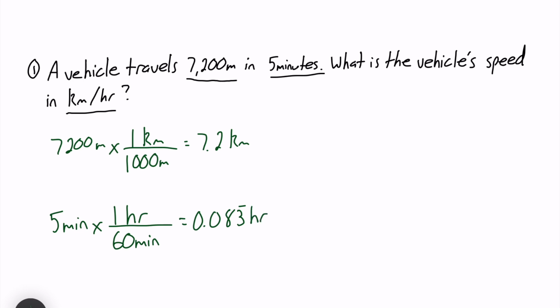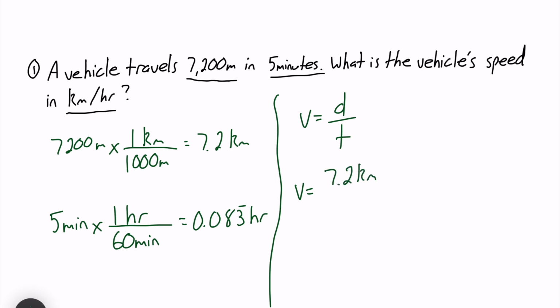So we have one more step. We have our distance, we have our time. Now let's divide them to get our speed. So remember, we have velocity, or speed in this case, equals distance over time. I'm just going to split this section up a little bit and we'll just input our known values. So our distance is 7.2 kilometers. Our time is 0.083 repeating hours.